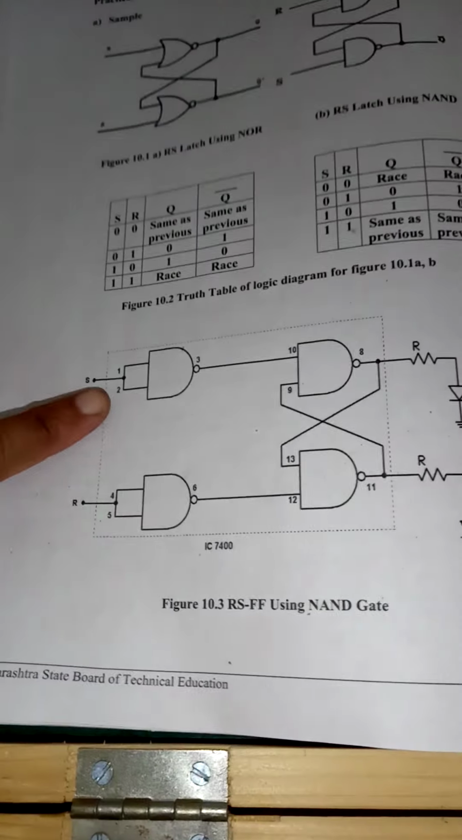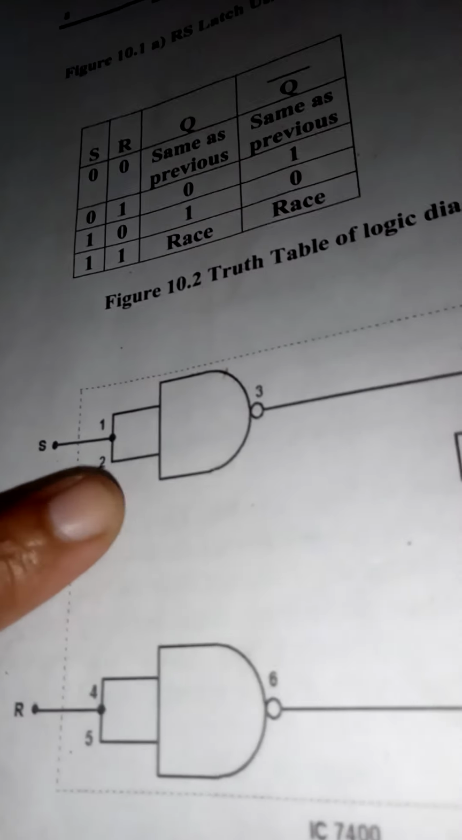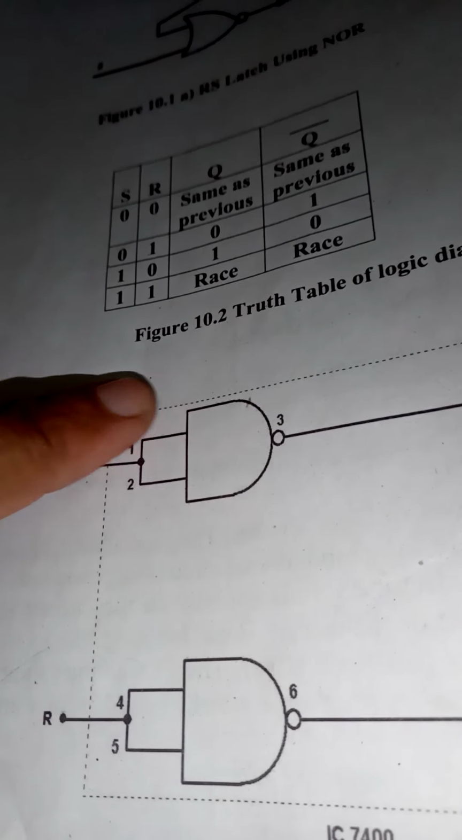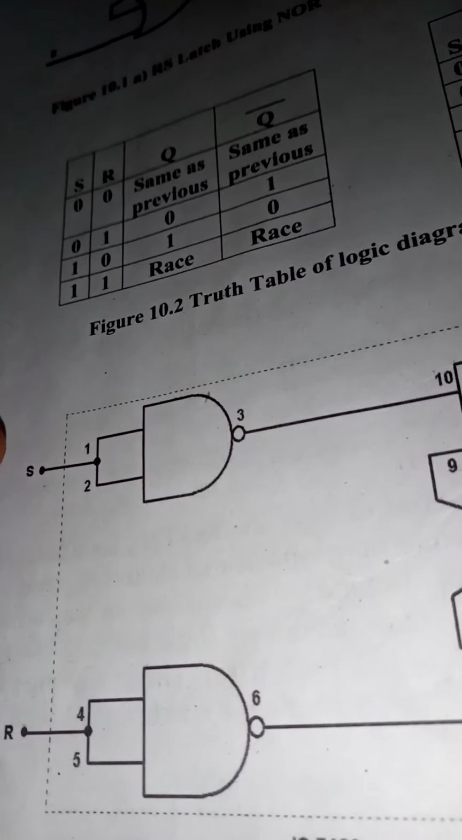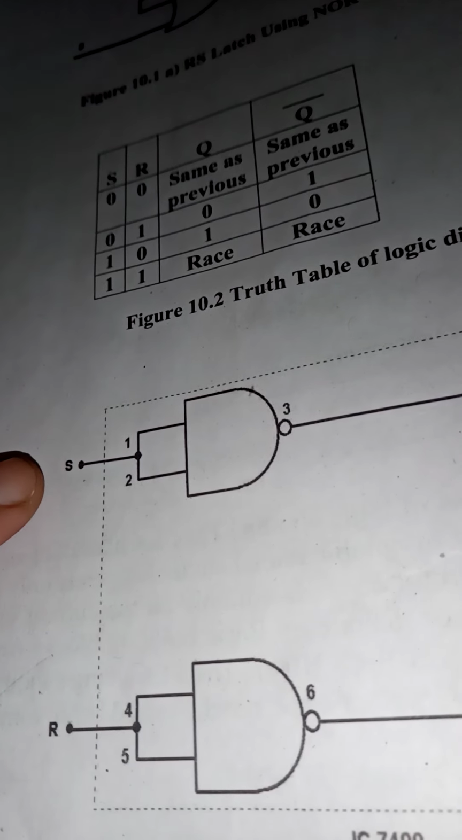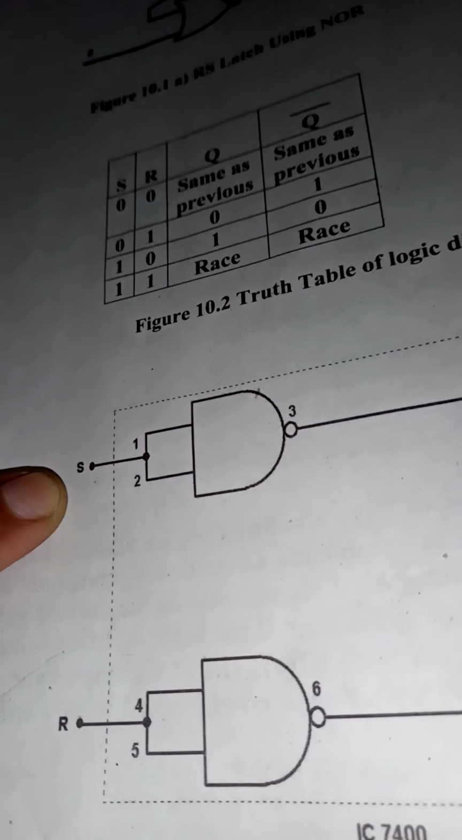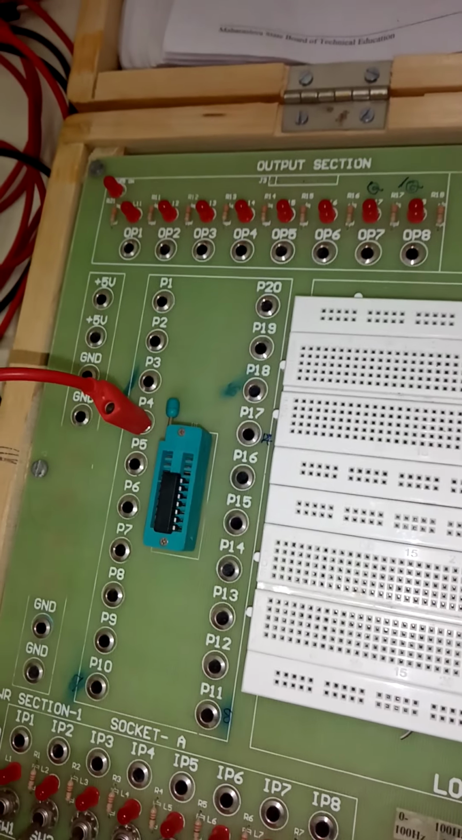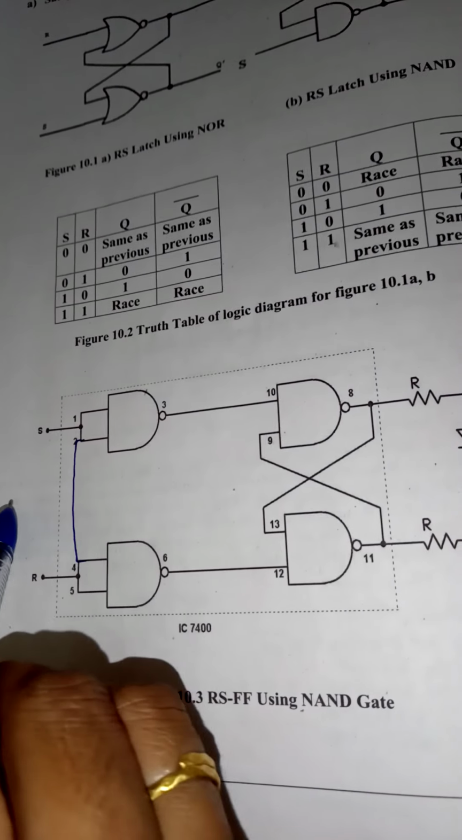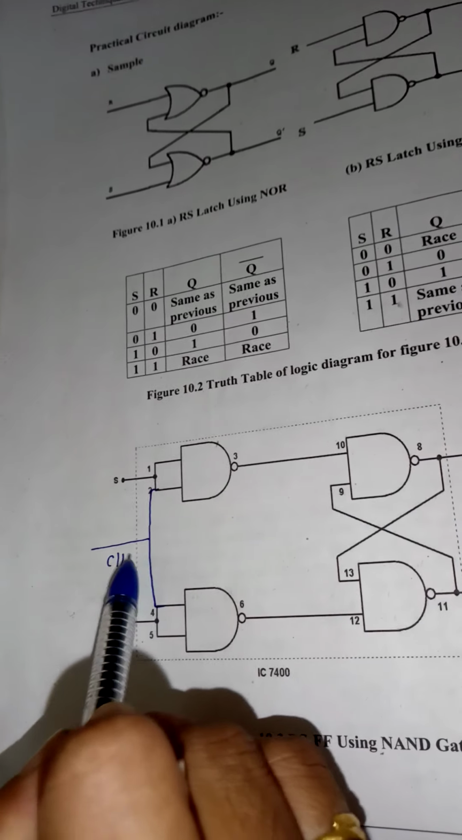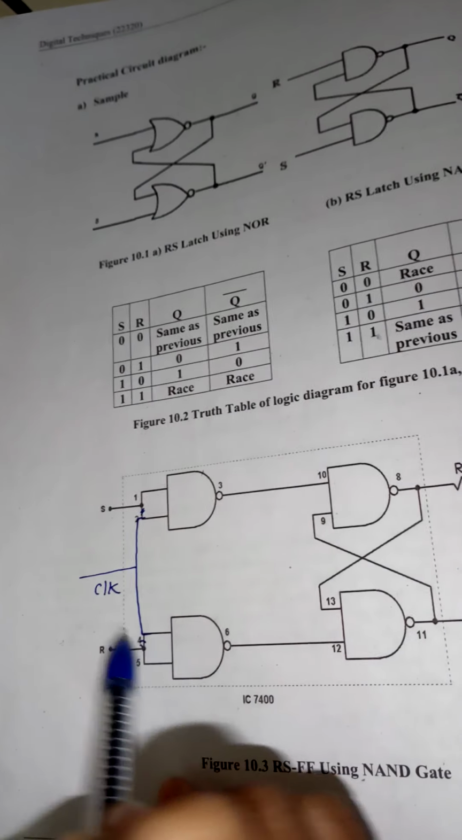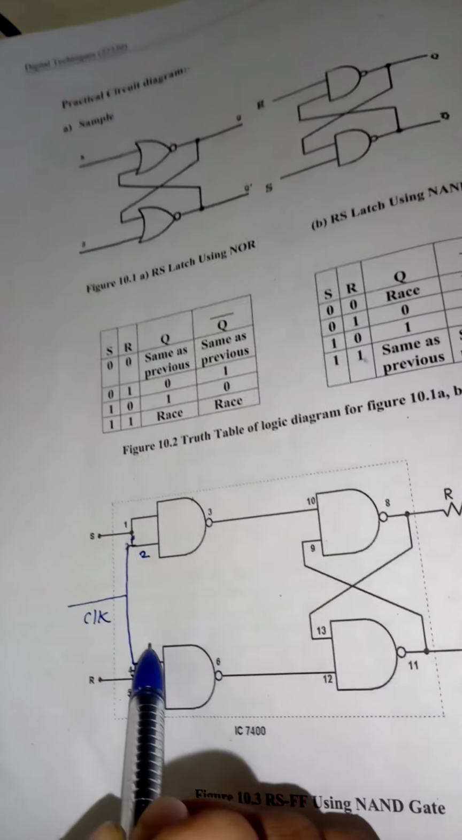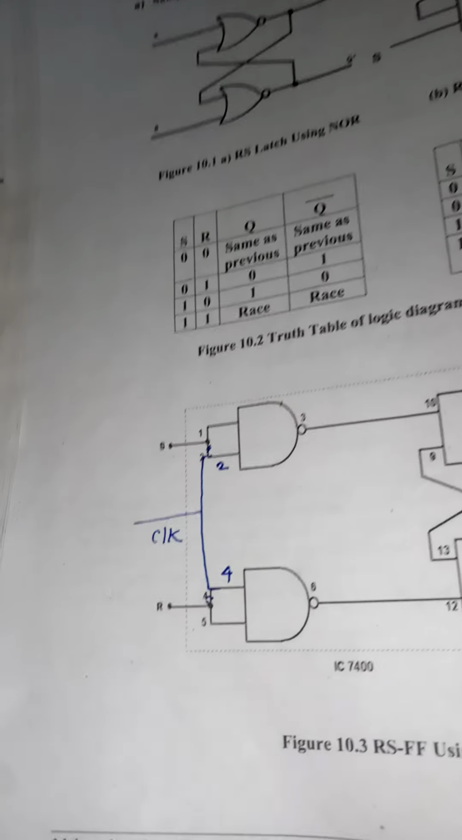Here you can see pin number 1 and 2 shorted, and S input is given to it. So we'll first do this connection. We'll modify our diagram. We'll do this construction with a clock signal. So we will short pin number 2 and 4, and will provide clock to it.